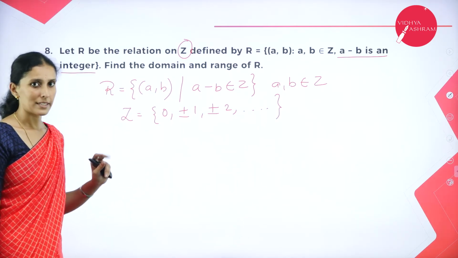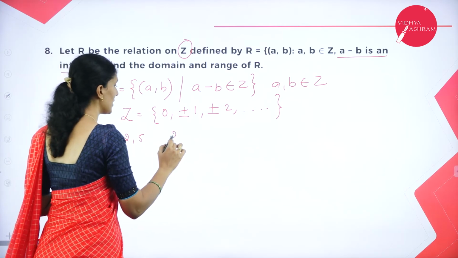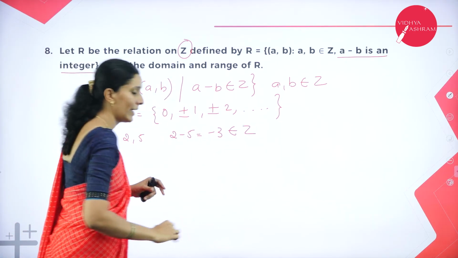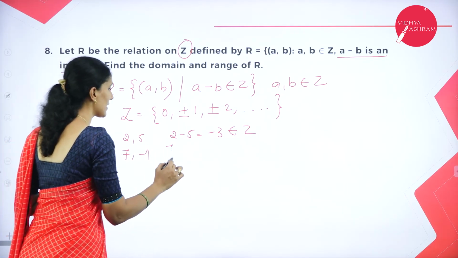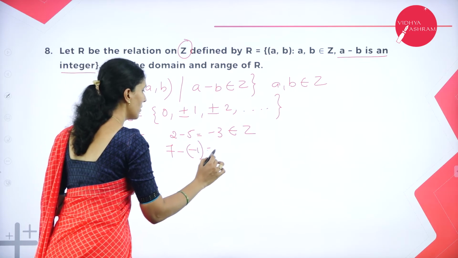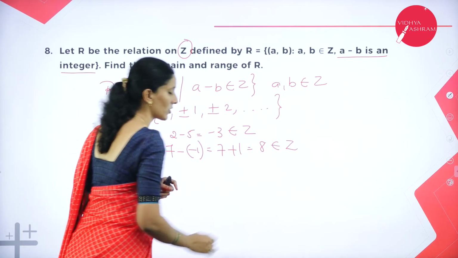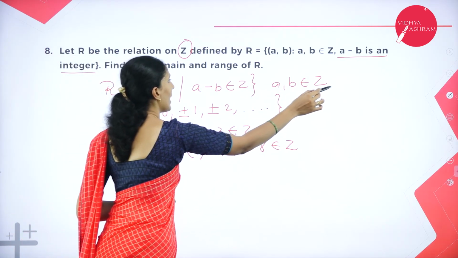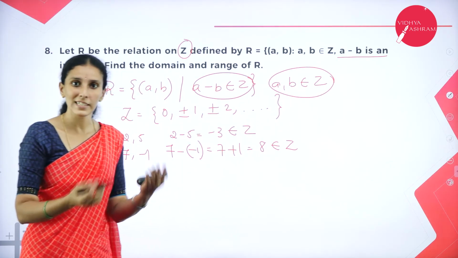Take any two elements. Let me take 2 and 5. So what is 2 minus 5? It is minus 3, which belongs to Z. Take any two elements, 7 and minus 1. Take 7 minus of minus 1. 7 plus 1, which is equal to 8. It again belongs to the integers. So if you take any values for a, b, a minus b will belong to the said set.